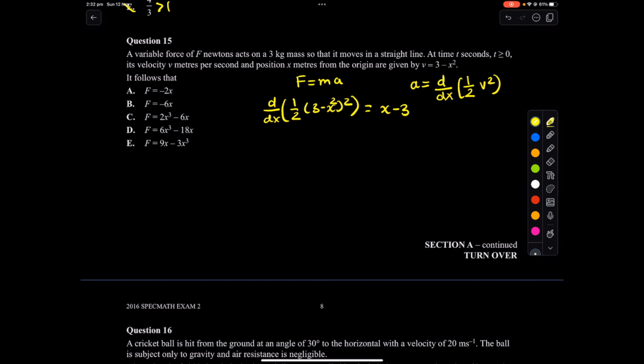So we can just change this to 2x times x squared minus 3. That's your acceleration right over here. Multiplying by the mass, which is 3 kilograms, so it'll be 6x times x squared minus 3. That's your force. So which expression looks like this? Looks like D is your answer for that one.